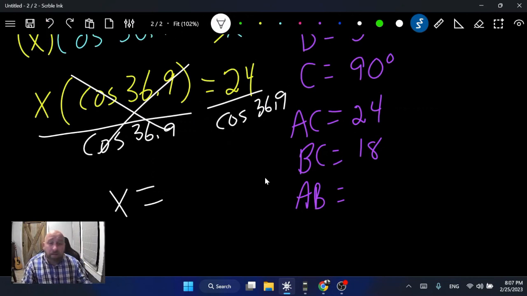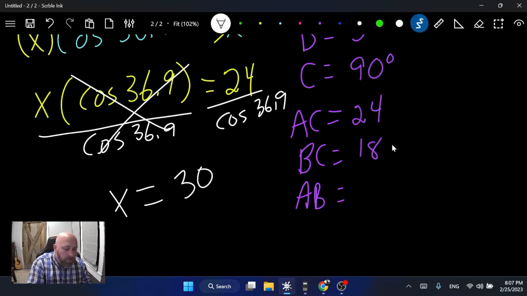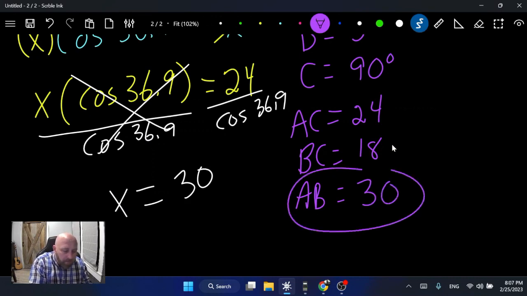And then we can go to the calculator to do that. So you just go to your calculator and clear it out, and you say 24 divided by, we'll hit cosine first, and then 36.9. Our calculator should handle this without any extra parentheses or anything. Let's hit equal, and we get 30. So x equals 30. In other words, our AB is 30.